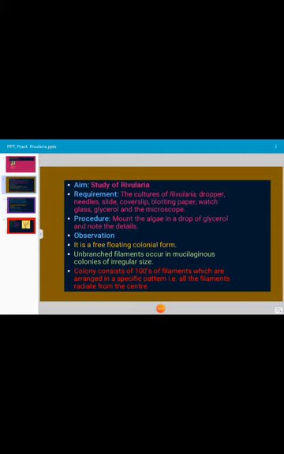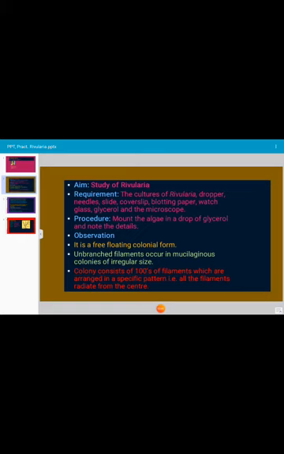We need a dropper, needle, slide, cover slip, blotting paper, watch glass, glycerol and the microscope. These are the requirements of the practical. And in the procedure, what do we have to do? We have to mount the given algae in a drop of glycerol, and note all the details and write them in the observation. What you have observed under the microscope, that we have to write.